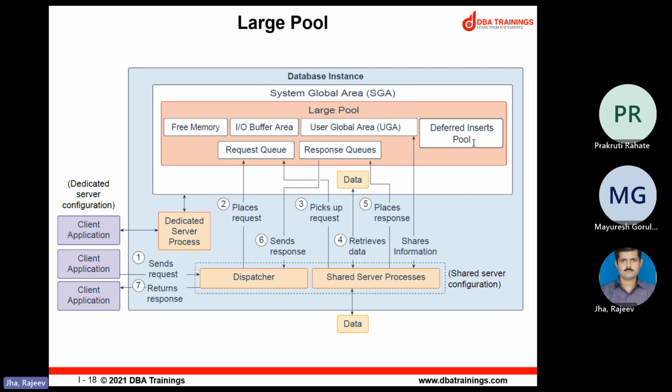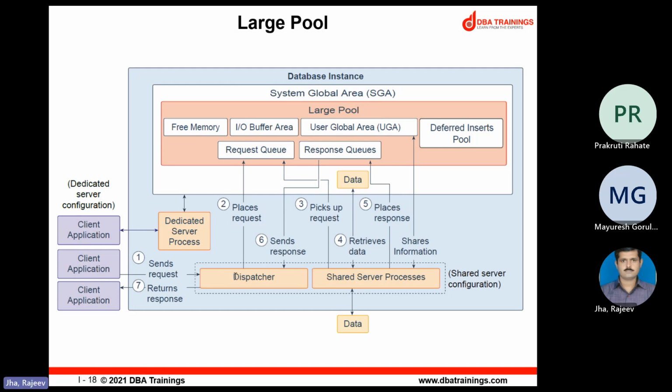Now let me explain this process at a deep level, so that you can clearly get the idea. Number one is my client. The client could be anything like .NET, Java, PHP, Perl, any application, or maybe your SQL Developer, Toad, or PL/SQL Developer. Anyone who sends a request to your database: the client application sends a request to the database instance, and the request is received by the dispatcher. You can see here the request will come to the dispatcher.